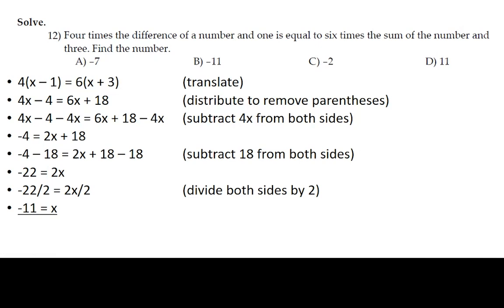Let's go ahead and get our x's on one side. I'm moving them from the left to the right. You can go the other way. You'll get the same answer. Your steps will just start looking different.